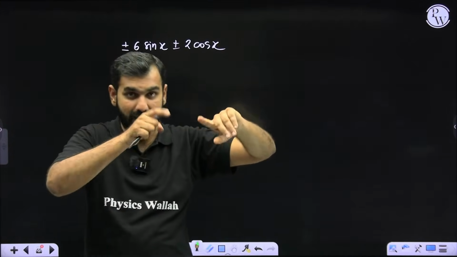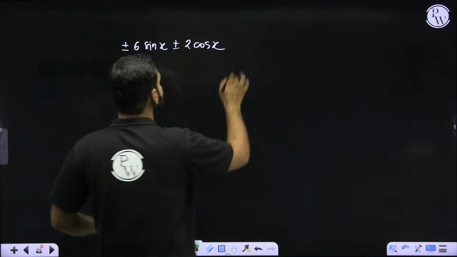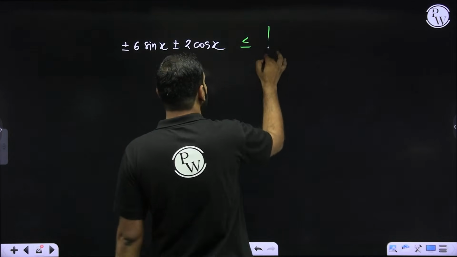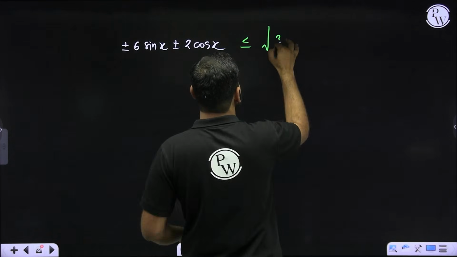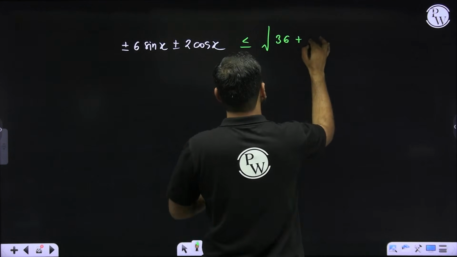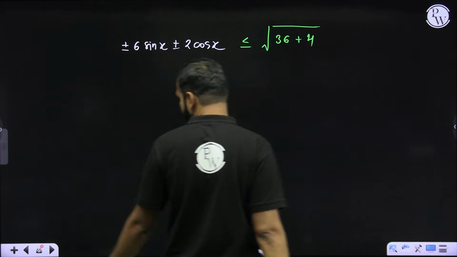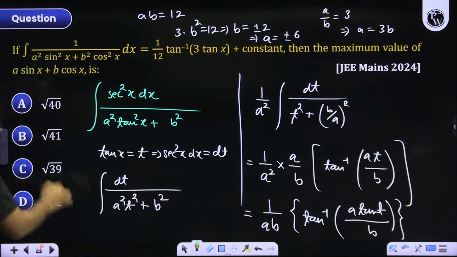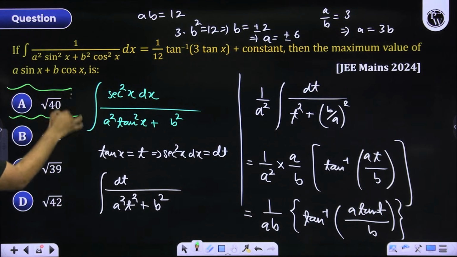So that will be its maximum value. So we are asked its maximum value. It will always be less than under root over A square plus B square. 6 square is 36 plus B square, 2 square is 4. So 36 plus 4 is 40. So under root 40 will be my answer, which is given in option A.